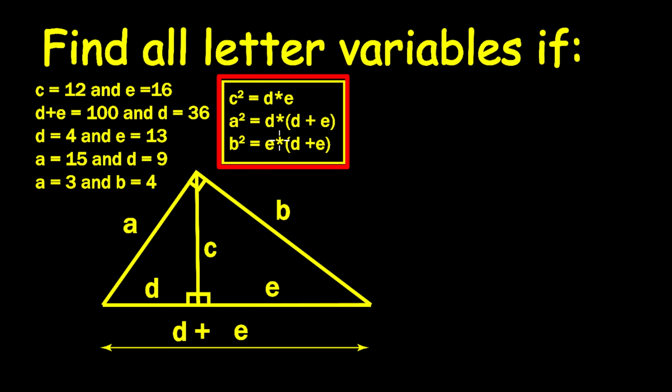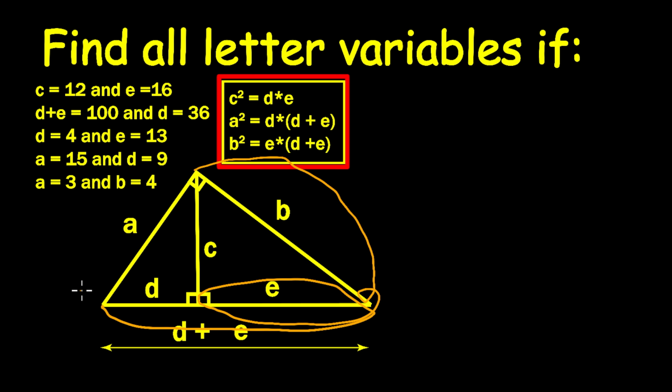A quick heuristic way to visually remember these formulas: c squared equals d times e. You can think the tent pole here squared equals the product of the two bases. For the second formula, if you think of a ball rolling down this side, we have a squared equals d times d plus e. And then for the third one, you can think the other way: b squared equals e times d plus e. Think of a ball rolling down the hill. Not very technical, but it does help to remember them.